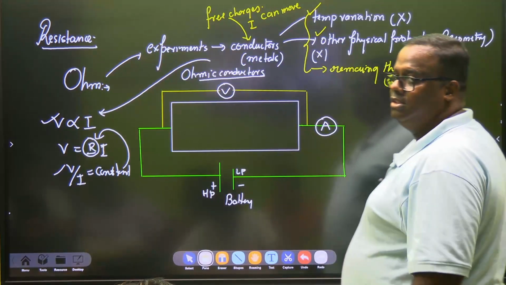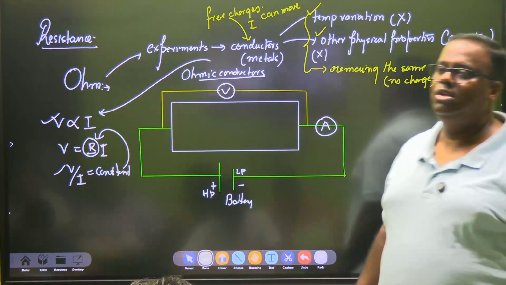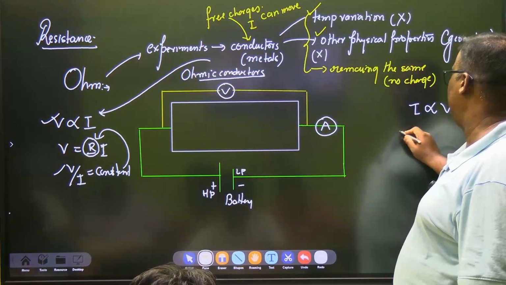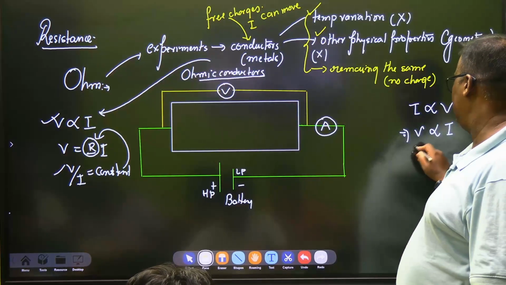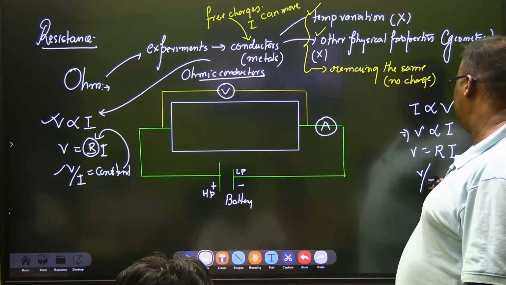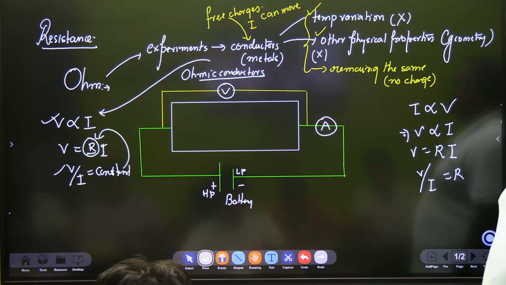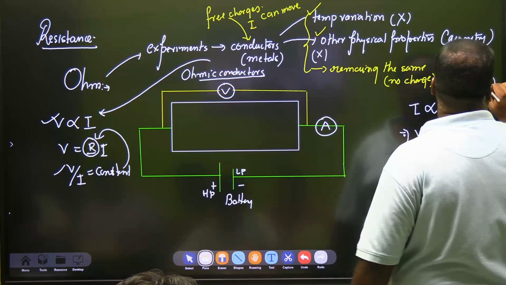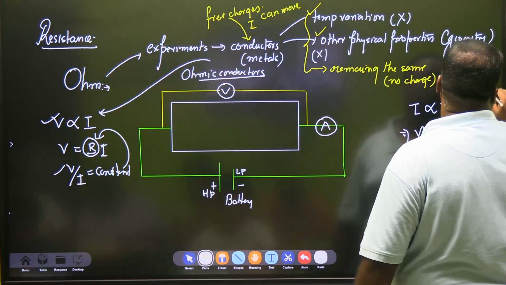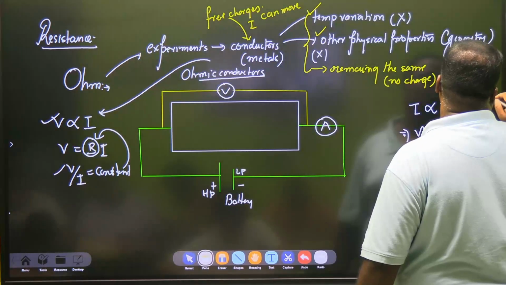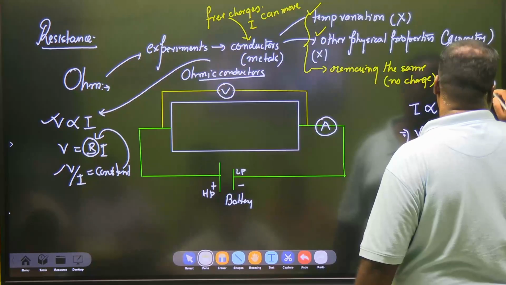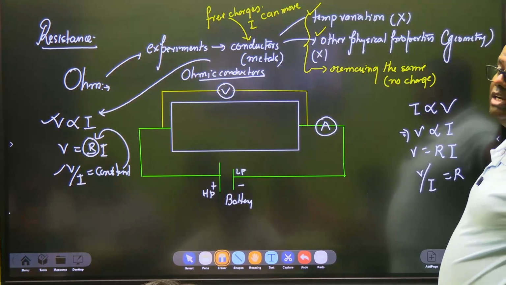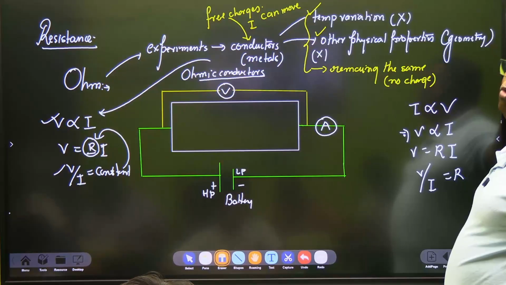Now write it mathematically. V is directly proportional to I. Actually, we write I is directly proportional to V, which can also be written as V is directly proportional to I. So V should be equal to some constant of proportionality into I, and from there V by I is equal to R. Conductors which obey Ohm's law are called ohmic conductors.